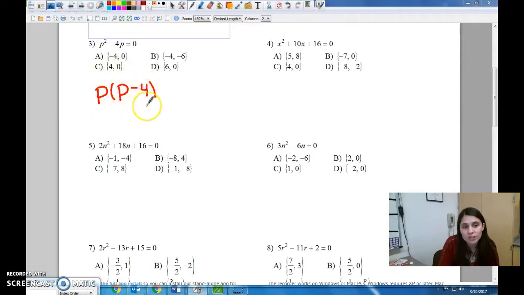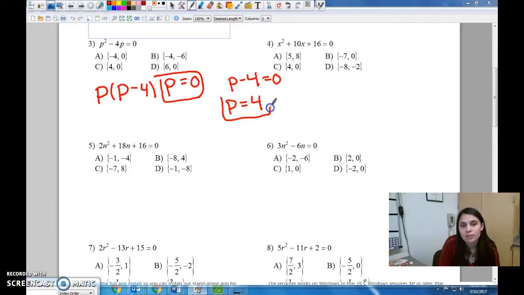So this is factored, but I now need to set these each equal to 0. So I'm going to set p equal to 0 and p minus 4 equal to 0. And this one's already good, so one of my solutions is 0. This one I add 4 to both sides, and p equals 4. So my solutions are 0 and 4, which is C. But again, look at option A is the exact same, except my 4 is negative, so you've got to be really careful about that and make sure that you're paying close attention to your positive and negative signs.